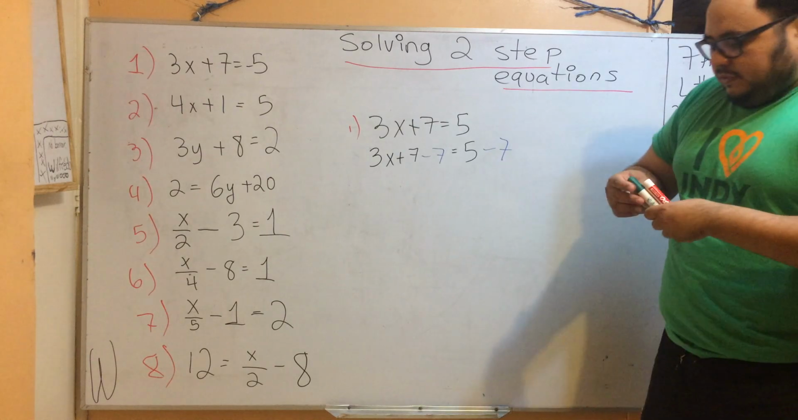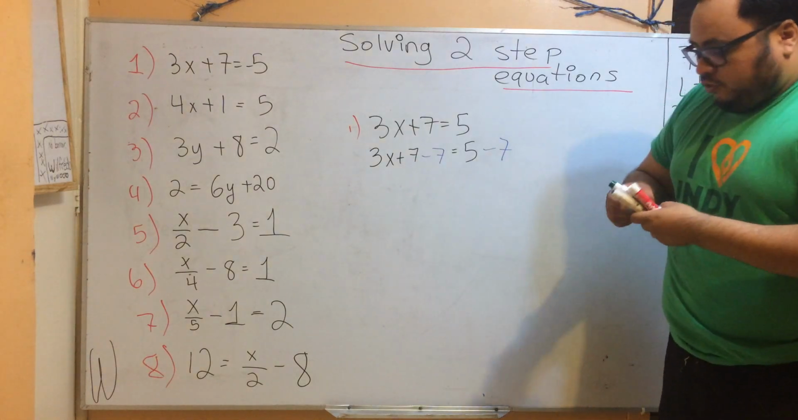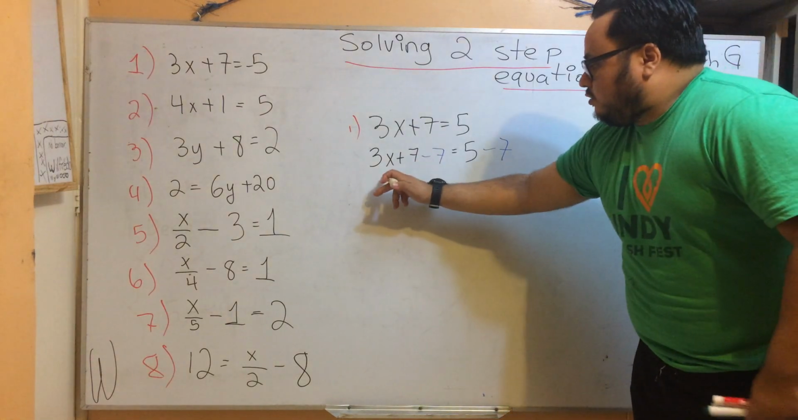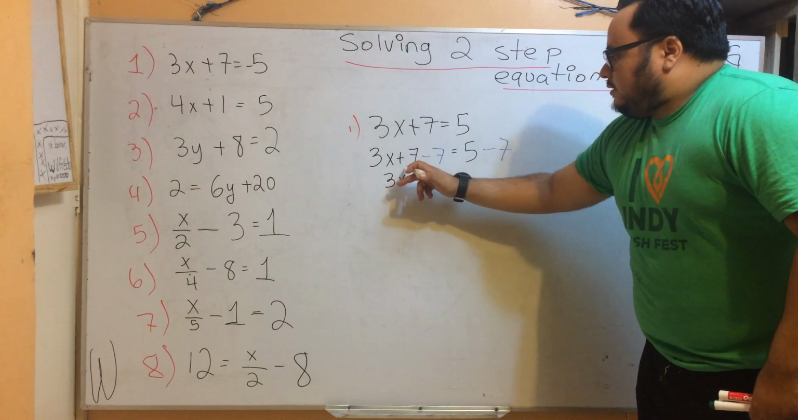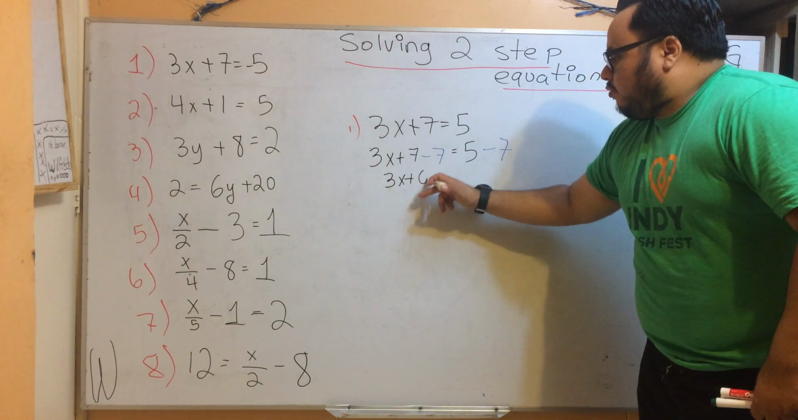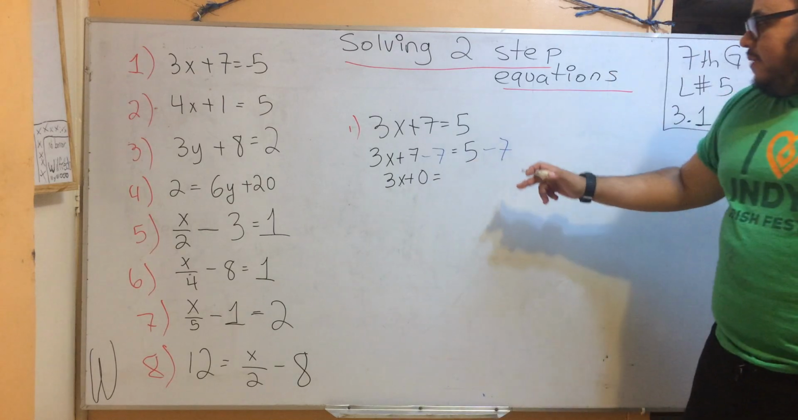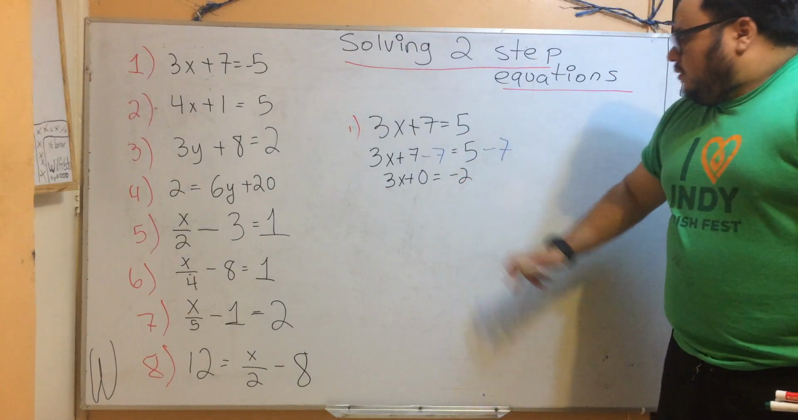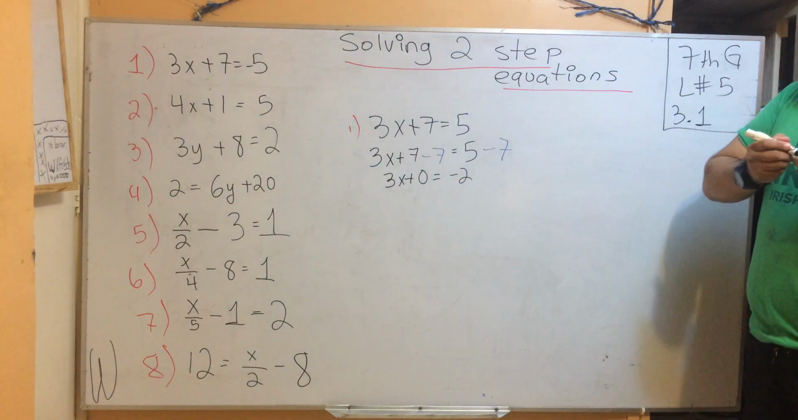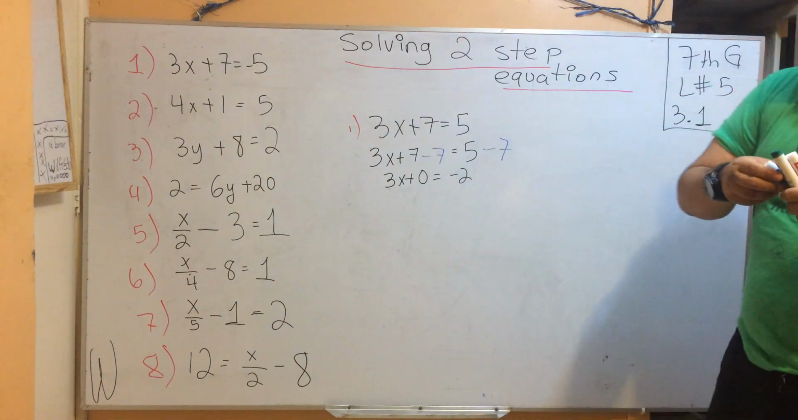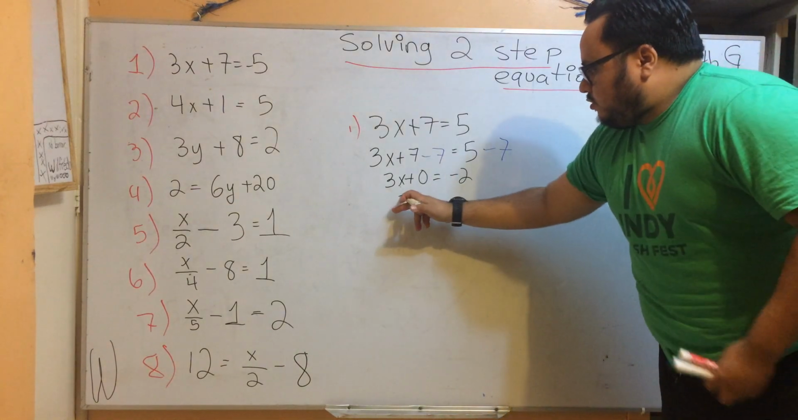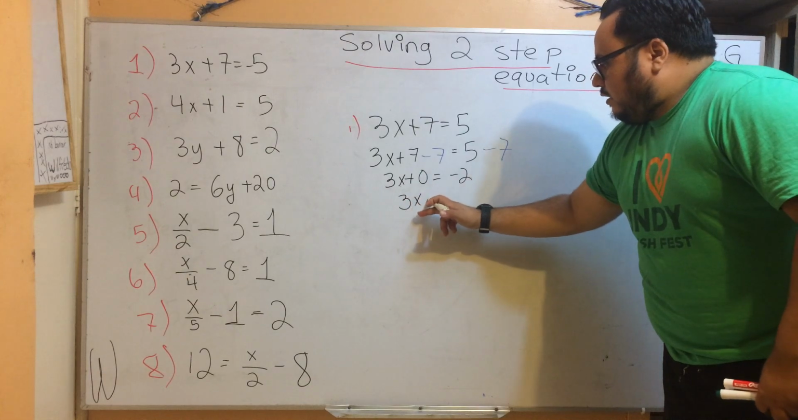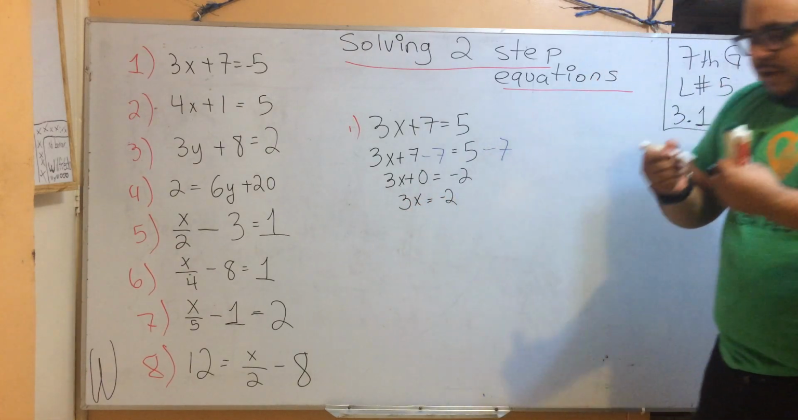Okay, so 7 minus 7 is going to be 0. Let's put it here just so that we know where it comes from. 7 minus 7, so this would be plus 0, equals 5 minus 7, which is minus 2. Okay, so the 0, we can stop worrying about it, and then we will just have 3x equals minus 2.